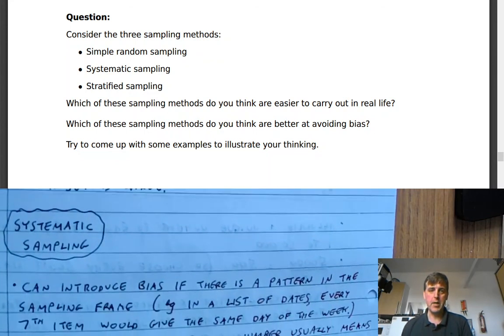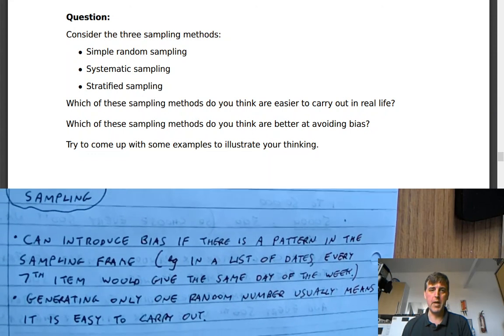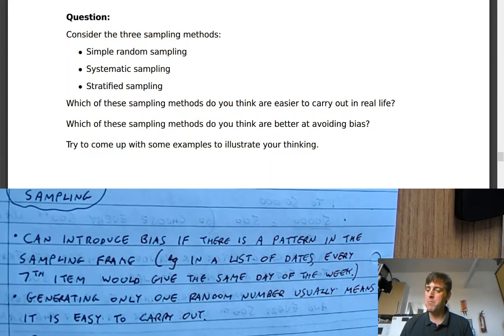So can you see my systematic sampling? This is what I wrote down about systematic sampling. We can introduce bias if there's a pattern in the sampling frame. The example I've given there is in a list of dates. Every 7th item would give the same day of the week. So if our systematic sampling method chose every 7th item in a list of dates, then it would happen to give the same day of the week, and that wouldn't necessarily represent the whole population. However, it's normally pretty easy to carry out because we only have to generate one random number and then everything else just follows.